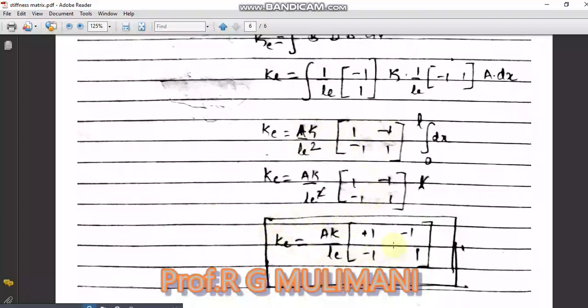Again we have the same stiffness matrix for the conduction problem, in terms of the global or Cartesian coordinate system. We have got the same stiffness matrix by this method also.